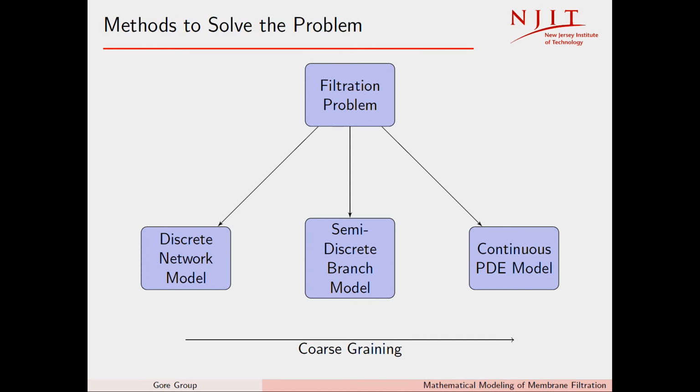So our approach to solve this problem is to split it up into three different categories here. The first category is the discrete or network model. Then we move to a semi-discrete or a branch model, and we're also going to consider a continuous PDE model.